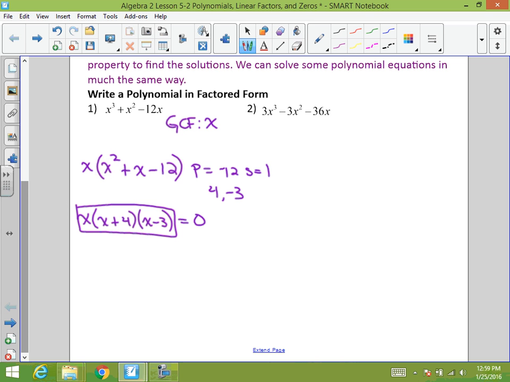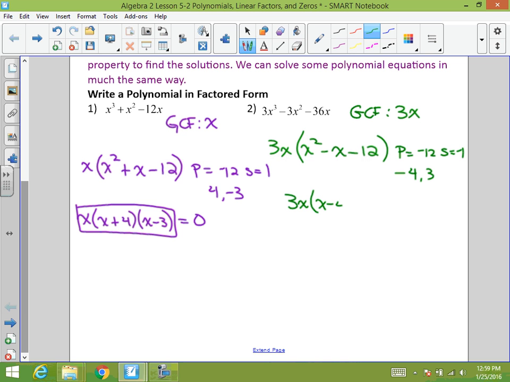If we looked at 3x to the third minus 3x squared minus 36x, again look for your greatest common factor, which in this case is 3x. So I can take a 3x out of everything. If I do that, I'm left with x squared minus x minus 12. Very similar to the first problem, this trinomial part. I need a product of negative 12 and a sum of negative 1 this time. So that's going to be negative 4 and positive 3. So we will have 3x parentheses x minus 4 parentheses x plus 3. And that's the polynomial in factored form.